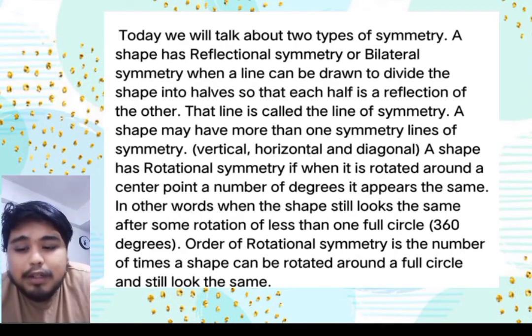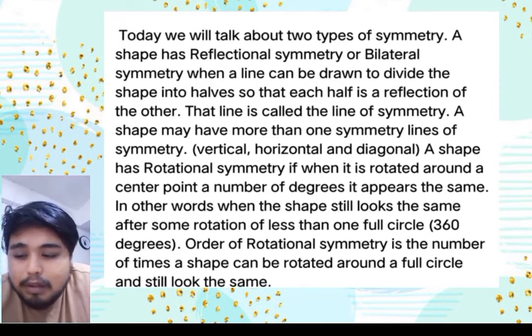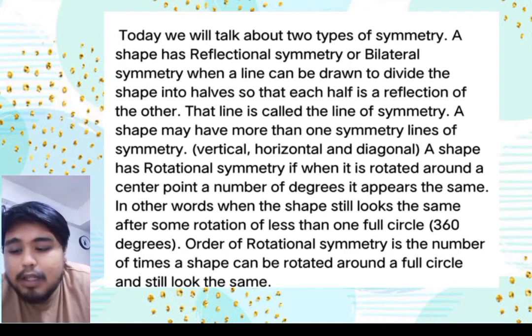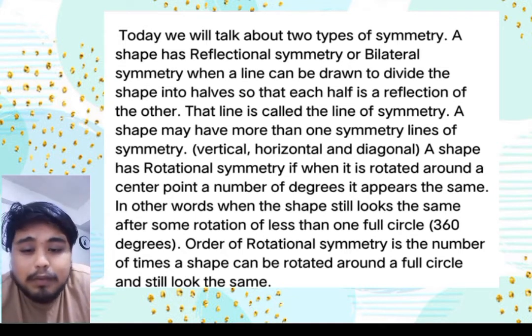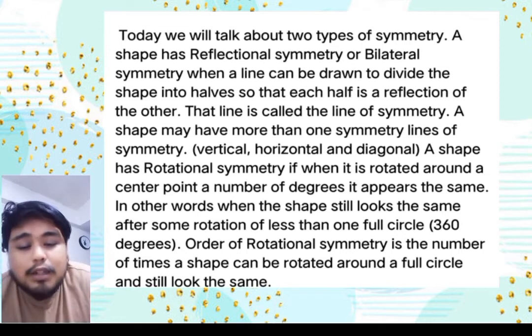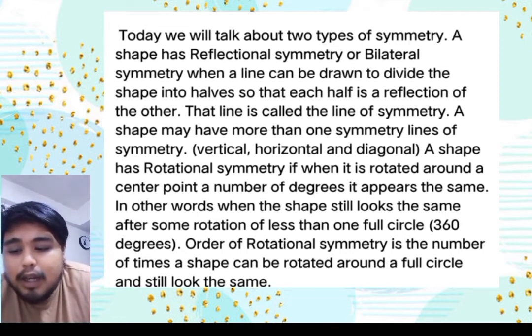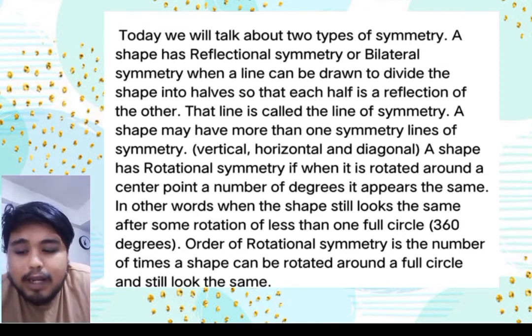A shape has reflectional symmetry or bilateral symmetry when a line can be drawn to divide the shape into halves so that each half is a reflection of the other. That line is called the line of symmetry. A shape may have more than one line of symmetry, like vertical, horizontal, and diagonal.